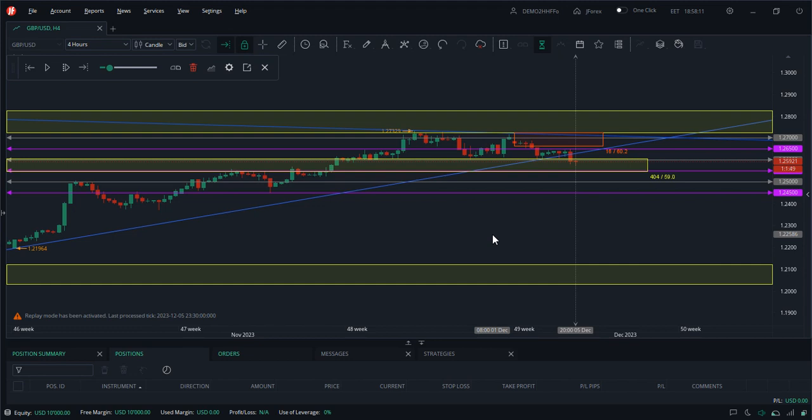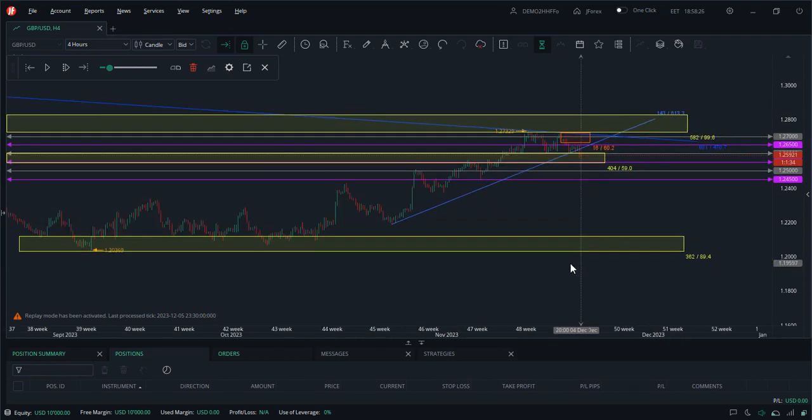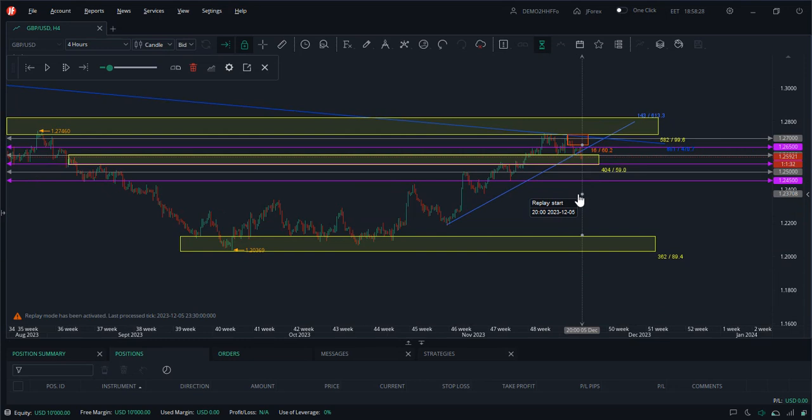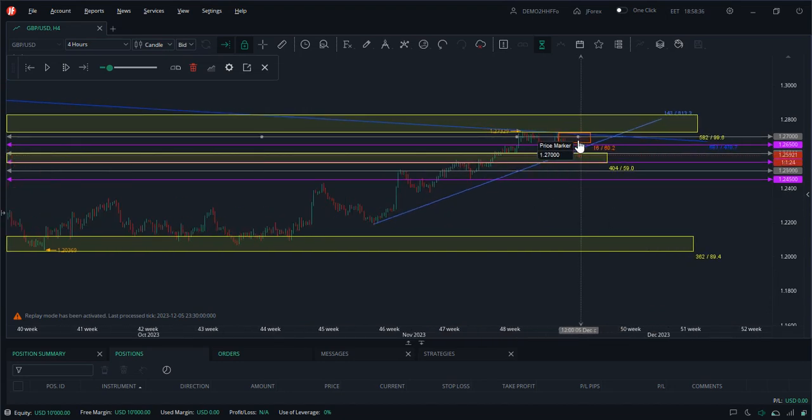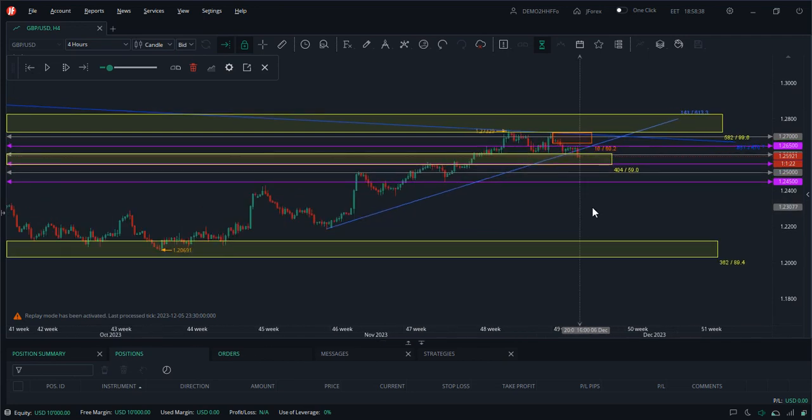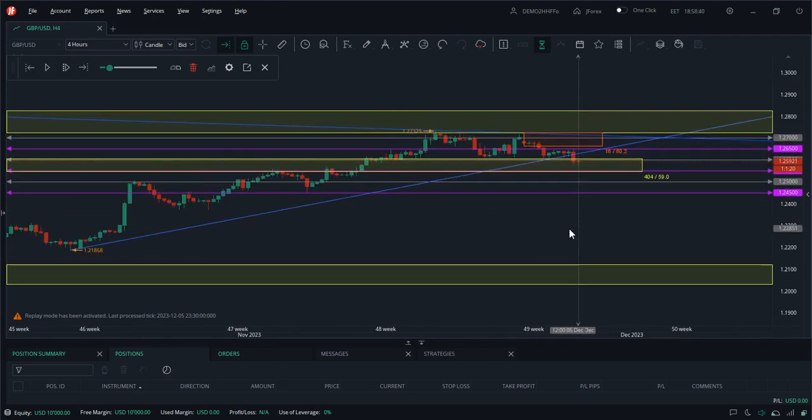We've done part one, which we talked about psychology levels, which are these ones here. In part two, we talked about trend lines, which are these blue lines on the chart. In part three, we talked about support and resistance, which are the yellow lines of the chart. And in part four, we talked about high and low of the week, which is this orange rectangle on the chart.